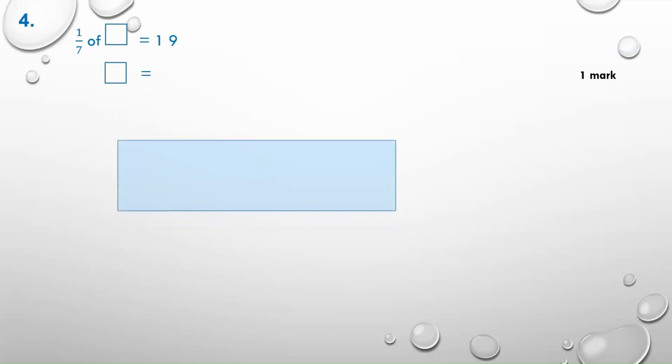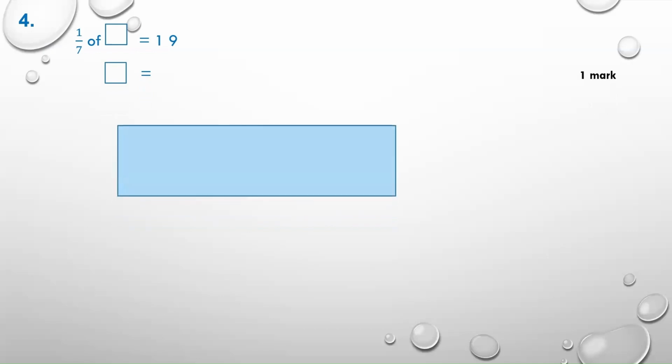Let's continue. Let's look at number 4. So we have 1/7 of some number is equal to 19. So the question is asking us, well, what is that number? What number, when we find 1/7 of it, is equal to 19? And there are so many different ways to work it. Let's look at an idea. Imagine this is a number. We don't know how much it is, but we know if we had cut it into how many parts? 7 parts. So each part is 1/7.